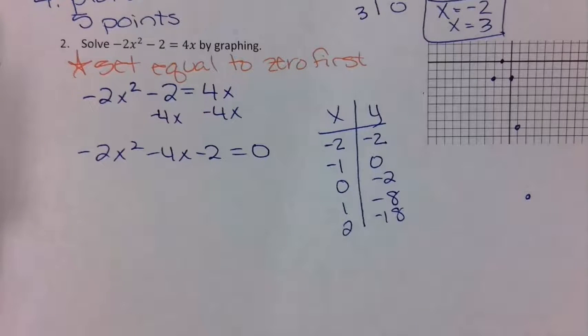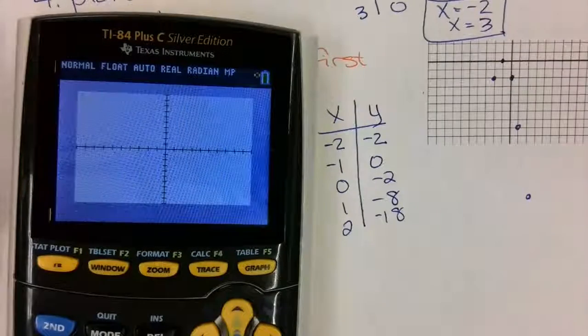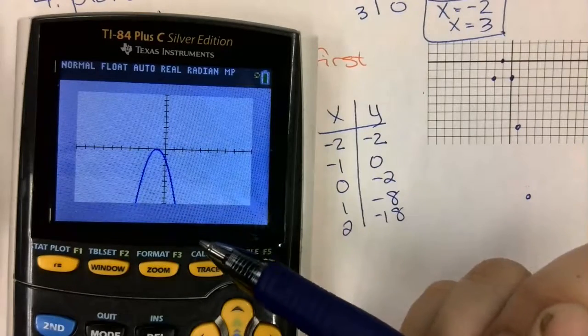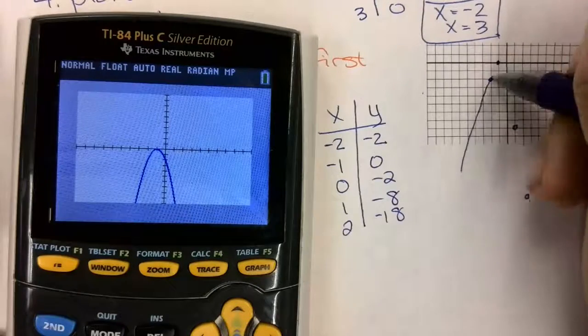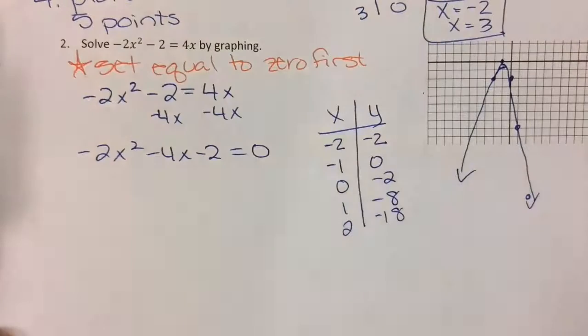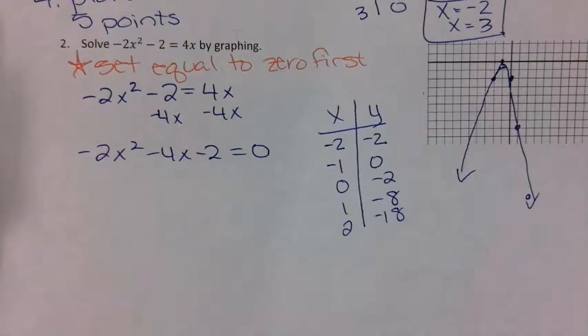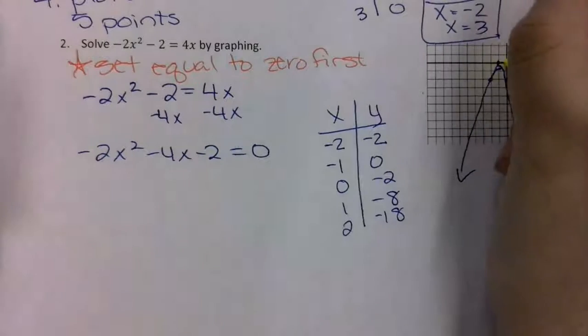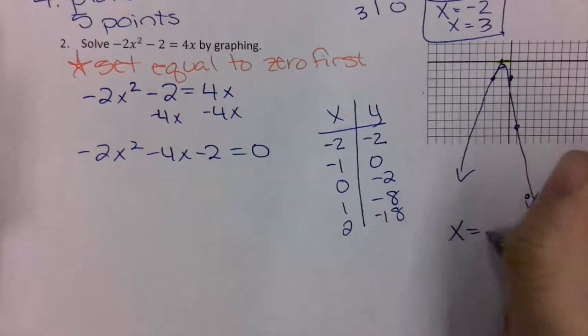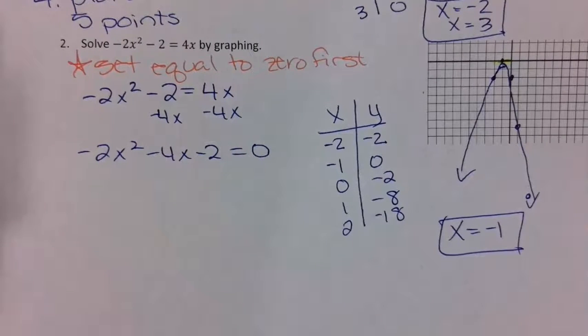Wait, how did you go -2, 0? So if I go look at this graph, there's the graph. So it's shifted off to the side. Okay, so then what's my answer here? Where is it crossing the x-axis? Just -2. No, not -2, -1. Just -1. Okay, questions here?